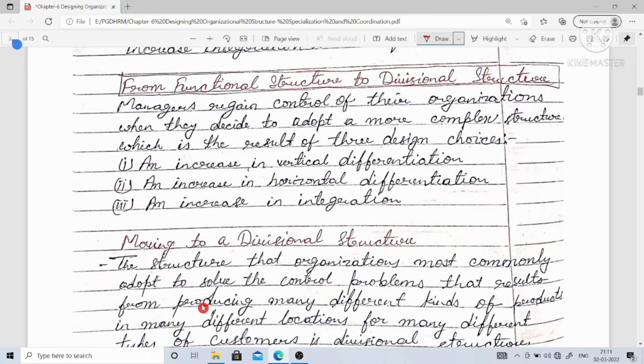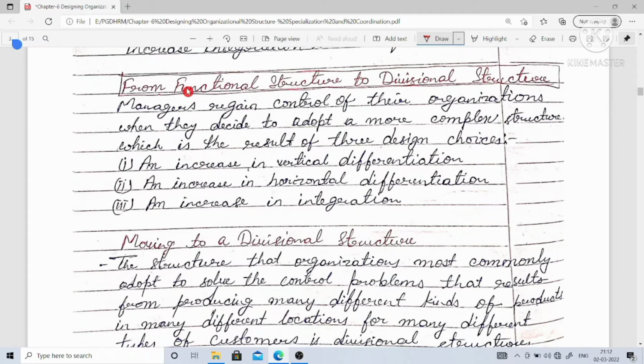Here, given from functional to divisional structure, managers regain control. So why is there a need for divisional structure, and why do we move from functional structure to divisional structure? To increase control and coordination. So that's why it is written here.